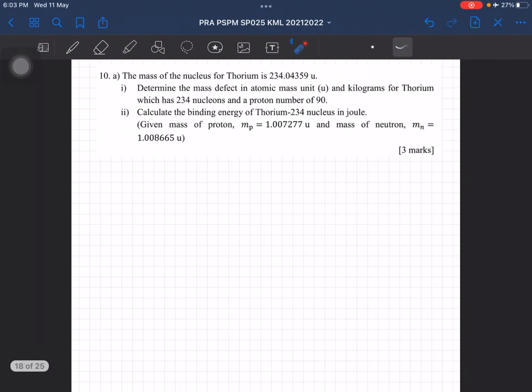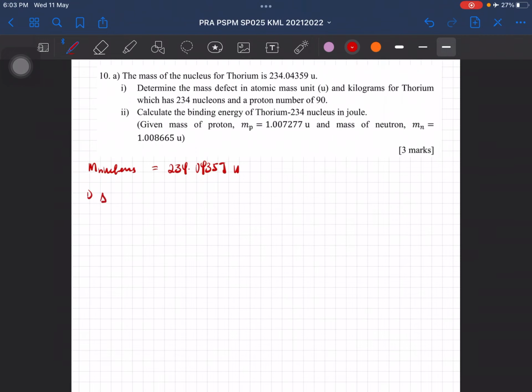Okay, final question, which is on chapter 11. So 10a, the mass of the nucleus for thorium is 234.04359 atomic mass unit. So what do we have? We have the mass of nucleus for thorium, which is 234.04359 U. Okay, and then we have to determine the mass defect.